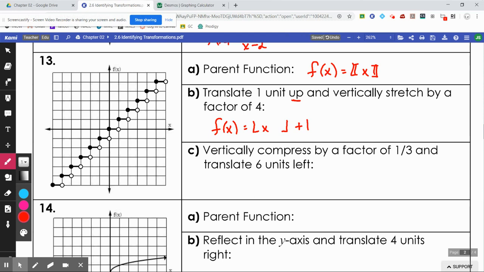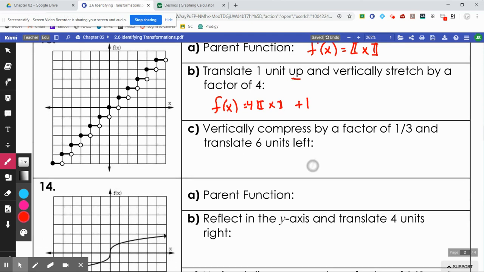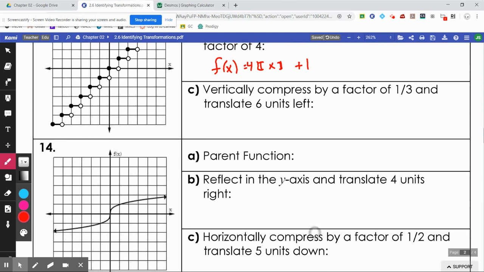A vertical stretch, okay, anytime you're going to do it vertically, again, that's going to apply on the outside, here by a factor of 4, so just put a 4 out there because it actually happens the exact same way, and I can now clean that up a little bit more. So again, that notation or this notation, either one will work. Vertically compress, okay, so that's still f of x equals, let's skip over.